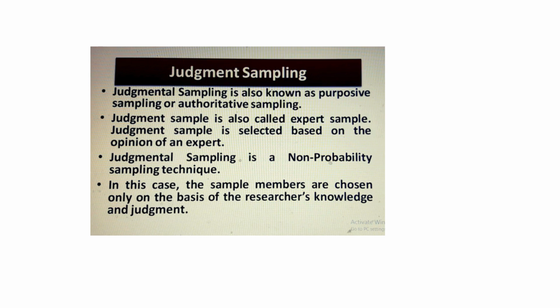Moving next, we have judgment sampling. Judgment sampling is also known as purposive sampling or authoritative sampling. Judgment sample is also called expert sample. Judgment sample is selected based on the opinion of an expert. Judgment sampling is a non-probability sampling technique. In this case, the sample members are chosen only on the basis of the researcher's knowledge and judgment.